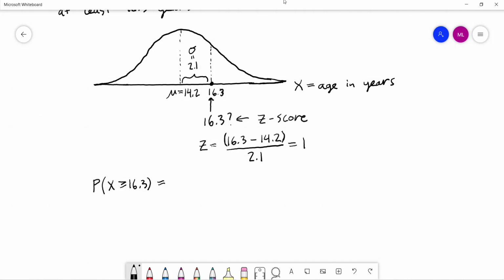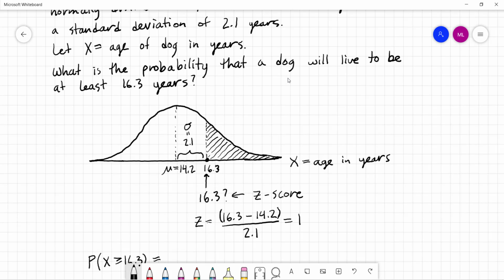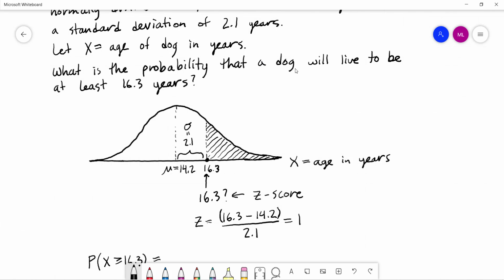right here, I'm interested in this region. These are all the values that indicate that our dog lived to be at least 16.3 years old, right? 16.3, anything to the right of that is older than 16.3, and that's what we were interested in. What was the probability that our dog lived to be at least 16.3 years old? So here's the region of interest. We want that area.